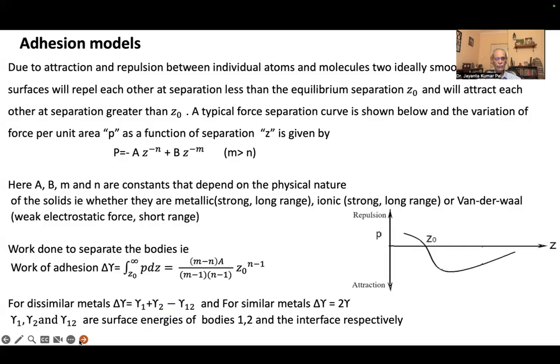And as we have seen before, for dissimilar metals, the delta gamma or the work of adhesion, sometimes called Dupre energy, is gamma 1 plus gamma 2 minus gamma 1,2, where gamma 1 and gamma 2 are the surface energies of the two surfaces, and gamma 1,2 is the surface energy of the interface. Okay, so this we have seen before, but this is for completeness.